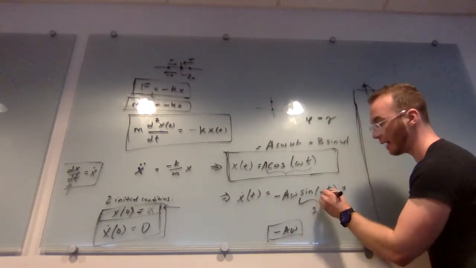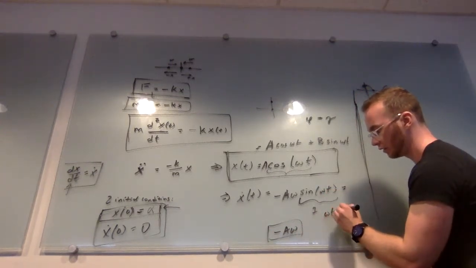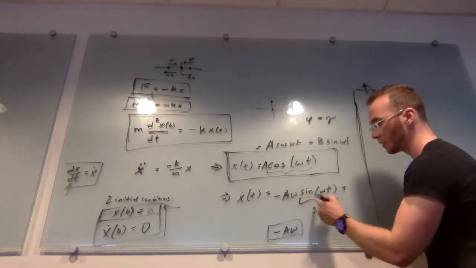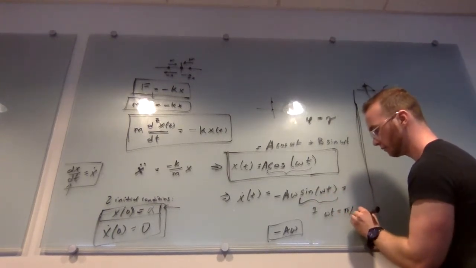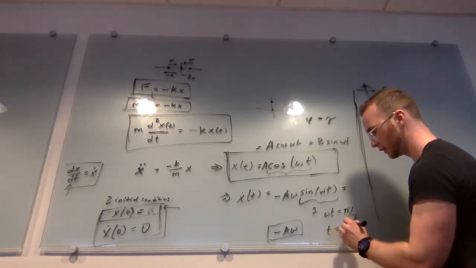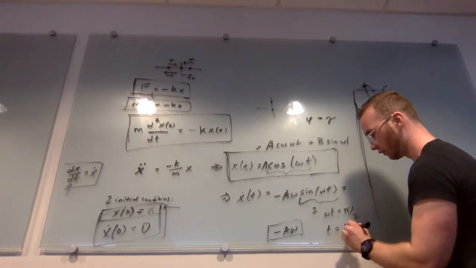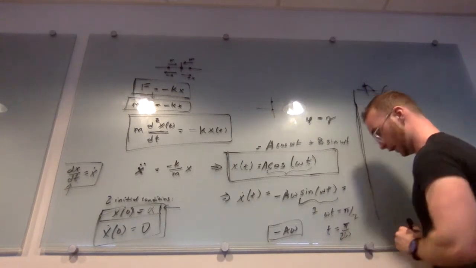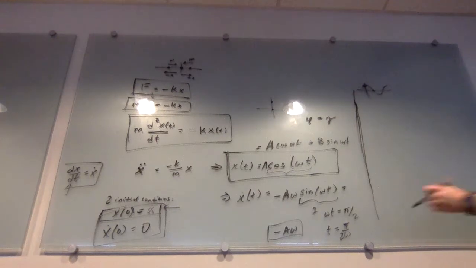And of course, that would happen when omega t is, and when is this going to be 1? The first point is going to be pi over 2, right? And therefore, it's going to happen at t is 1 over omega. I could just do this, I guess. Whatever, this isn't really a helpful way to do it, but you could.